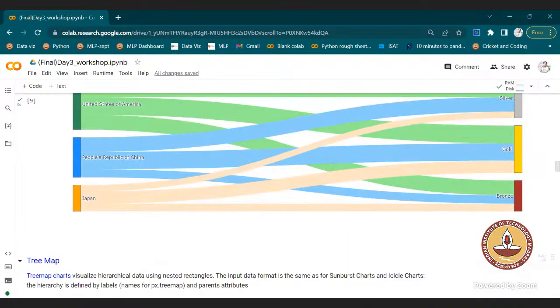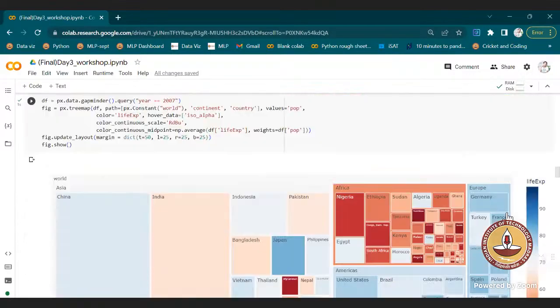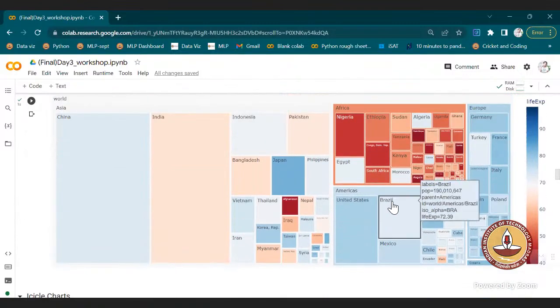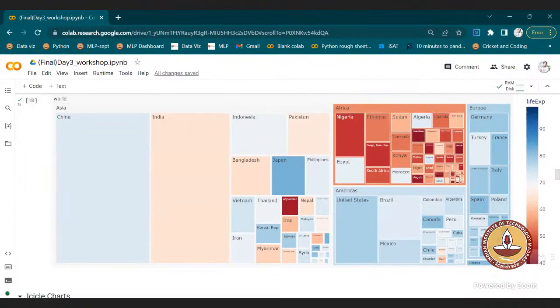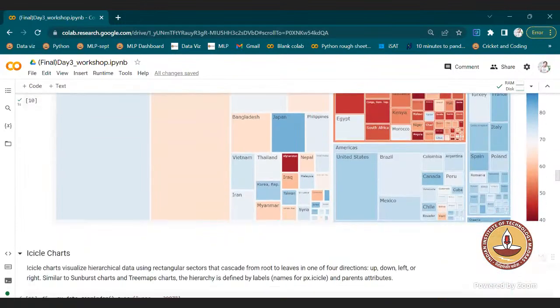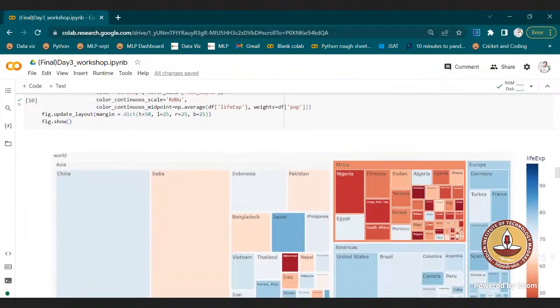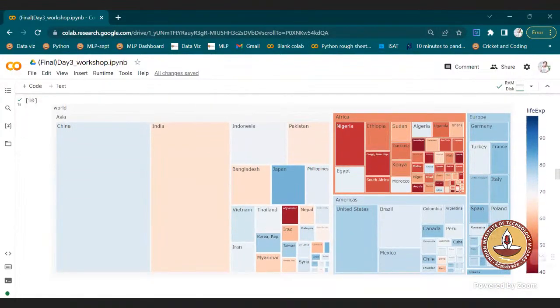I think we can plot a large number of categories using this chart. A large group of categories. Another good thing is that it is communicating the population and the life expectancy of all the continents, countries, and everything in a single chart. So it's communicating a lot of information in a single chart. Yeah, that is also a good point.